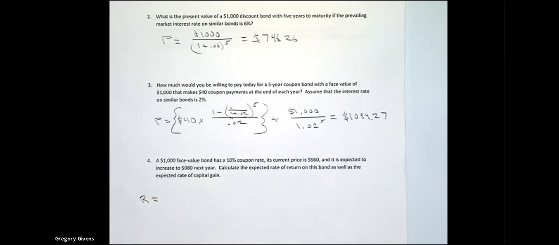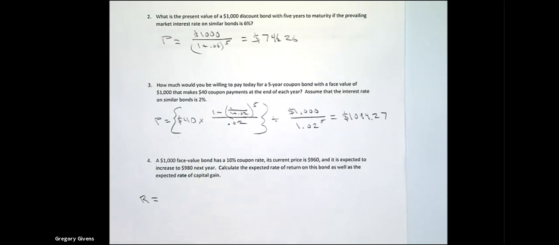What's the rate of return? It's the sum of 2 things, really. If you hold an asset and then sell it at some later date, the total return on that asset is the sum of 2 things. It's the coupon payments you receive while holding it, plus what? The net capital gain, right?